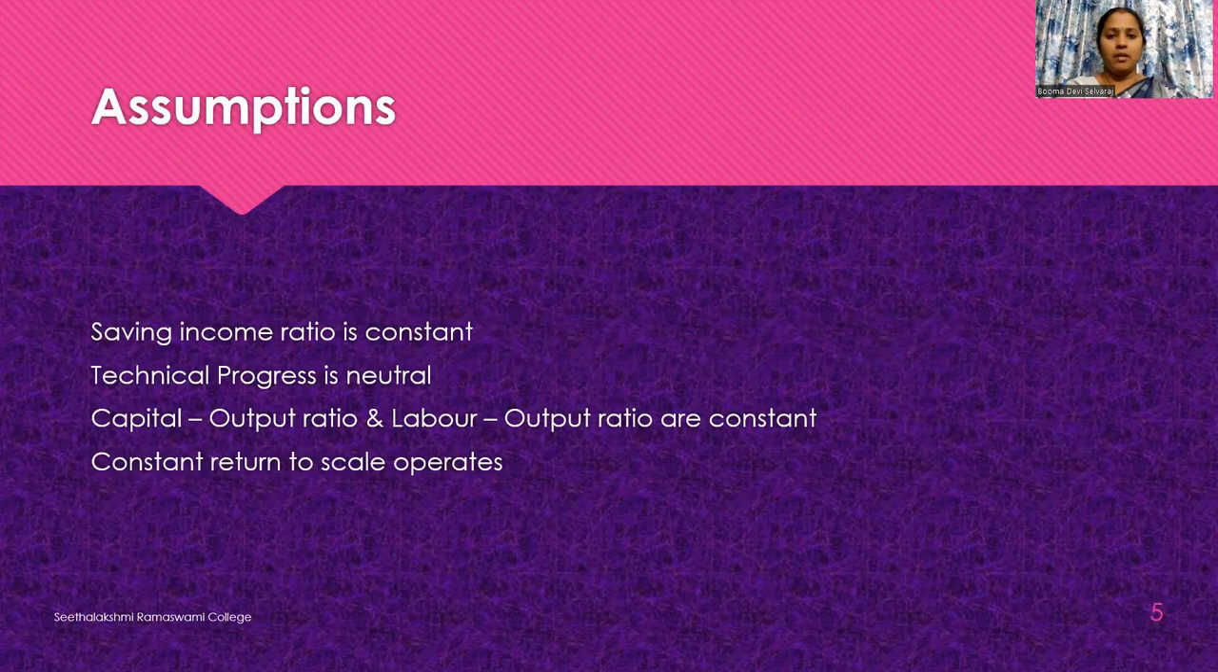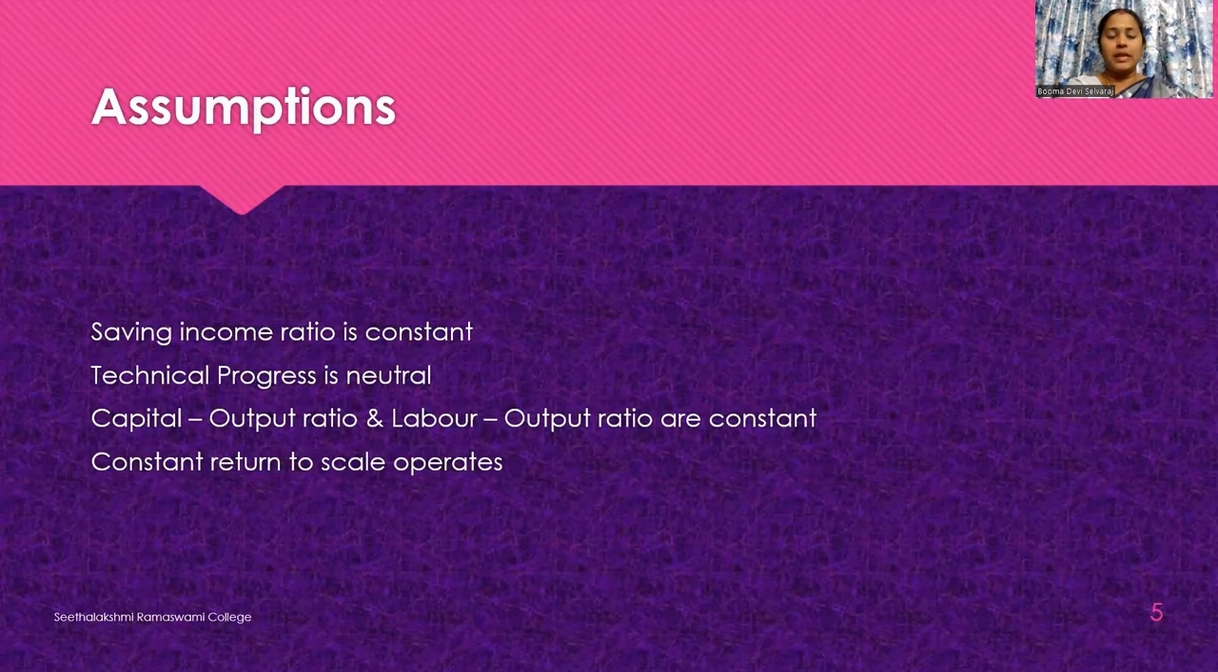Harrod framed his theory based on a few assumptions. The first assumption is that the savings income ratio, that is the propensity to save, is constant. Next, technical progress is assumed to be neutral or labor augmenting. The third assumption is that the capital output ratio and labor output ratio are constant. The last assumption is that constant returns to scale operate, that is the output increases at a constant rate.